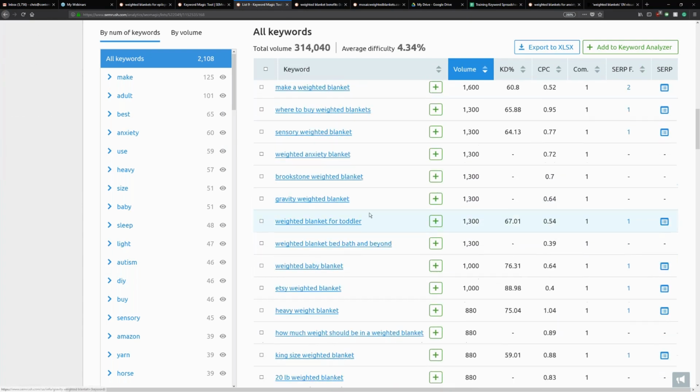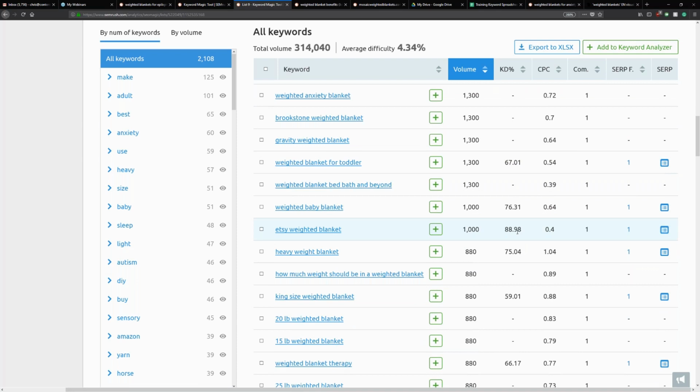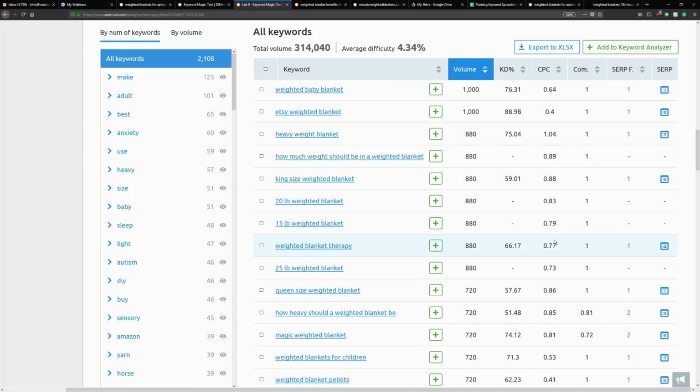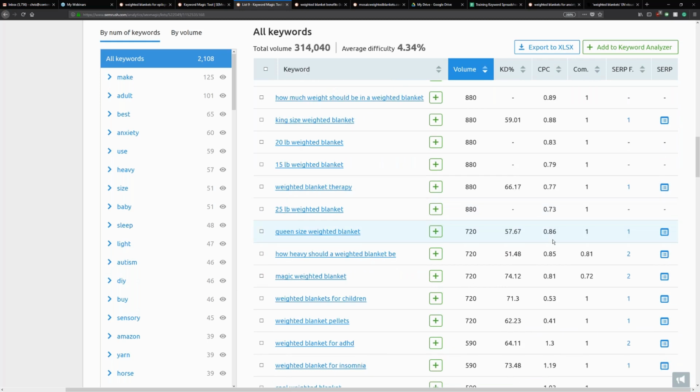Keep going down to see if we can find another one real quick. Probably this one has good metrics, but we don't want to rank for it once again because someone's searching for weighted blanket Bed Bath & Beyond. If we're being honest with ourselves, we probably don't want to go up against Bed Bath & Beyond as far as blankets go. Probably not the best idea. We probably want to avoid that. All right, keep scrolling down. See if we can find something else.